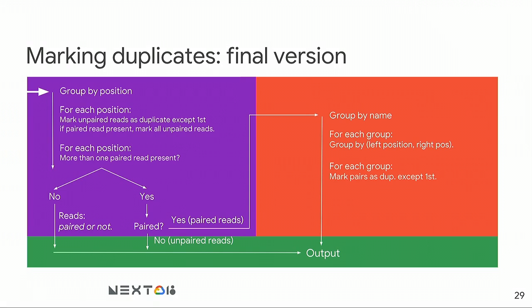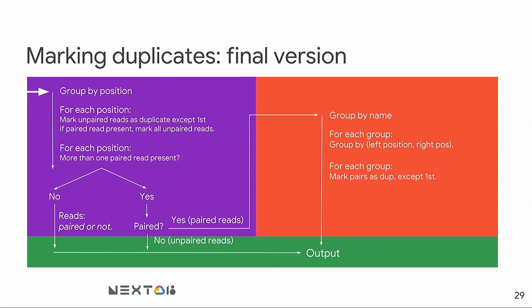The rest, we're done. And so just quickly, here is what the program looks like. I know the slide looks busy, but this is very similar to the program we've worked through together before. It's just vertical because I had to fit it. We start at the top left, the reads come in, we group them by position, and once we have this, we can correctly mark all the unpaired reads that are duplicates. And then what about the paired reads? Well, we look, is there more than one at this particular location? If there is more than one, then we go yes, and the paired reads go to the red path on the right.